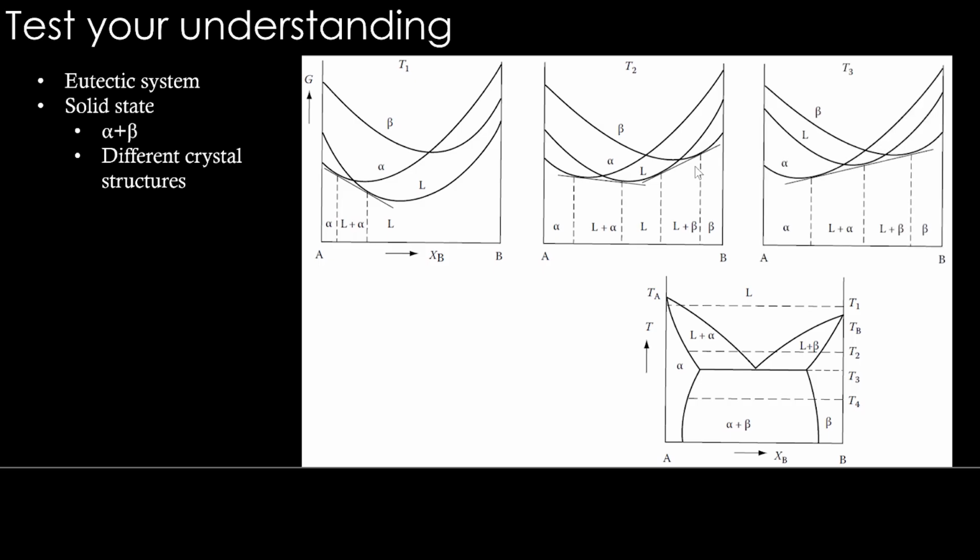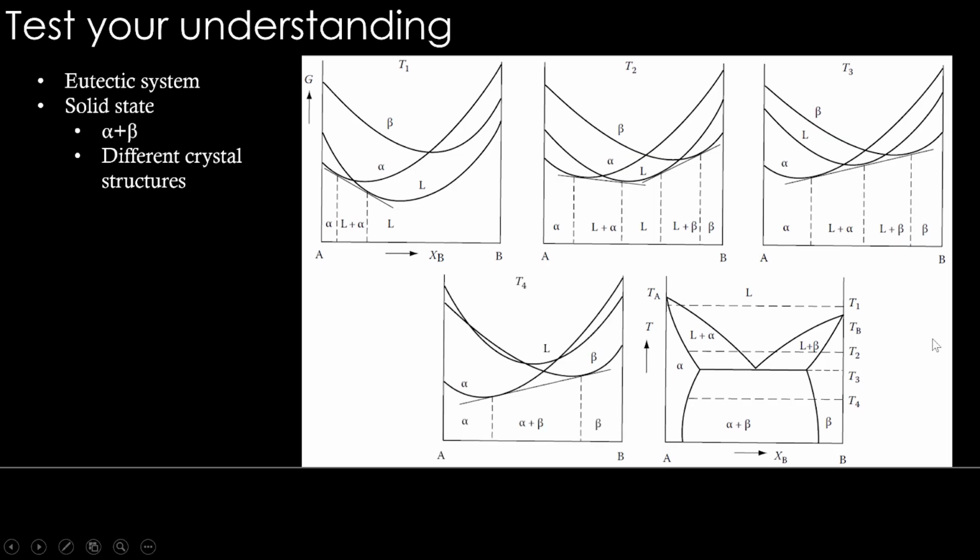Then at temperature T3, it's a eutectic temperature, therefore a common tangent should touch three phases, alpha, liquid and beta, corresponding to the eutectic compositions. At temperature T4, we have two phases, alpha and beta. The liquid should not be stable, so bring liquid up, take alpha and beta to the bottom, make them touch a common tangent corresponding to these two compositions, this one and this one, right? So I hope you are able to get the hang of it.